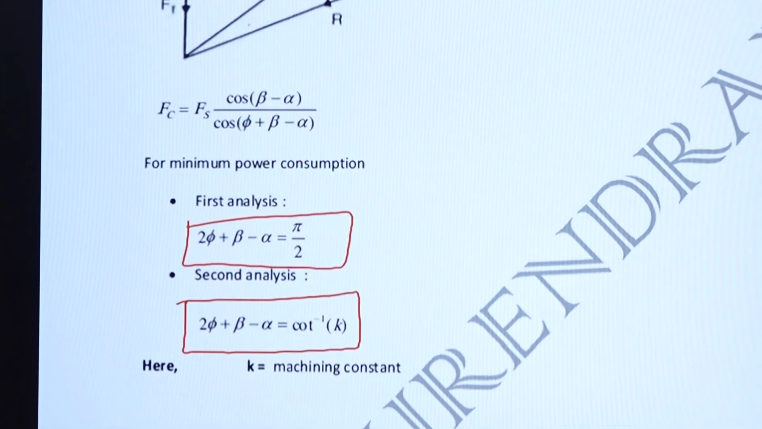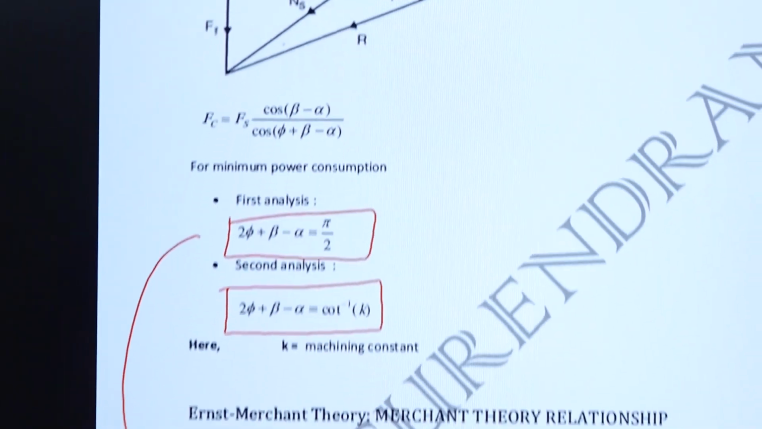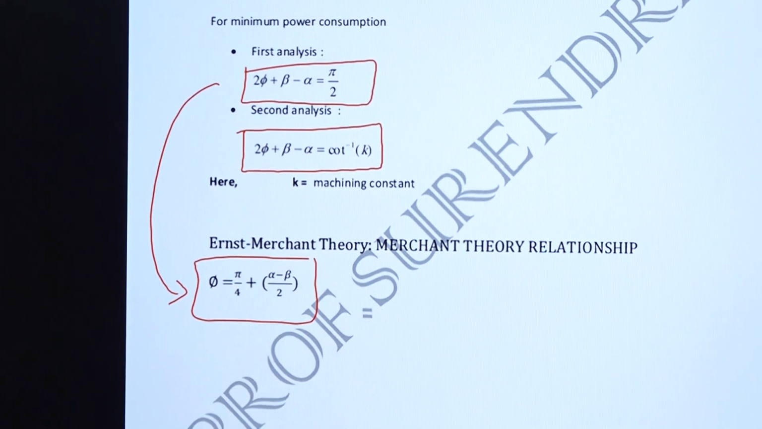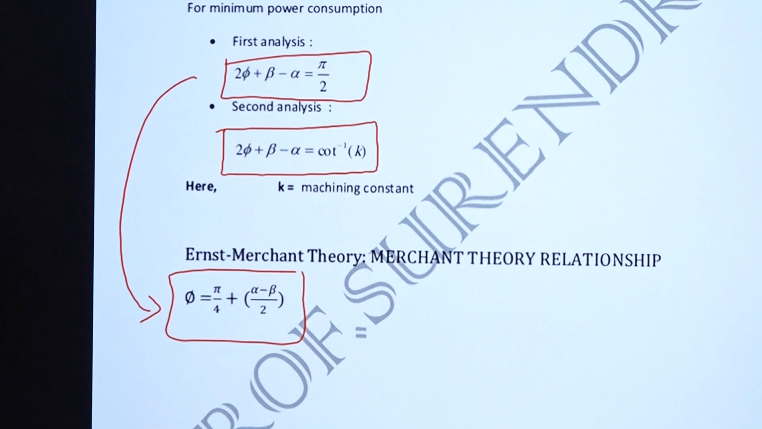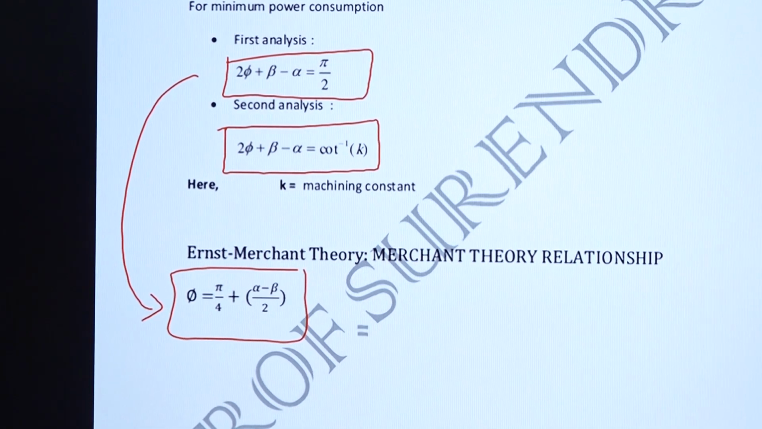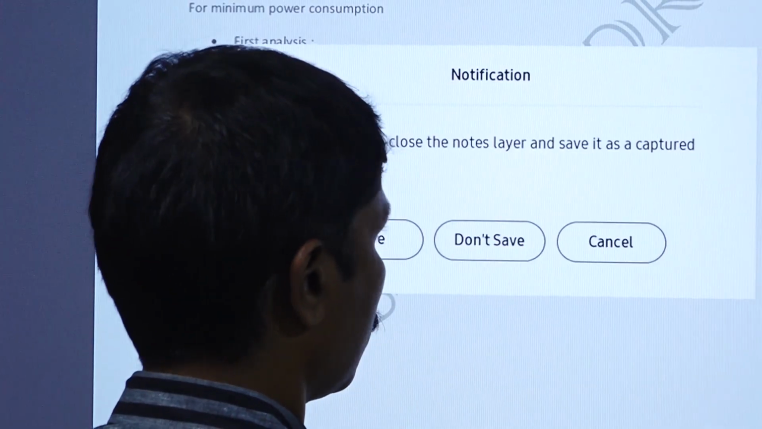And the Ernst Merchant theory, this is another form. The same thing may be put in another form: phi equals pi by 4 times the bracket of alpha minus beta by 2. In terms of phi we are speaking, so it has to be put in that form.